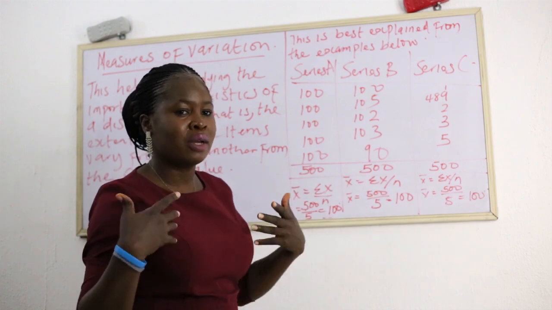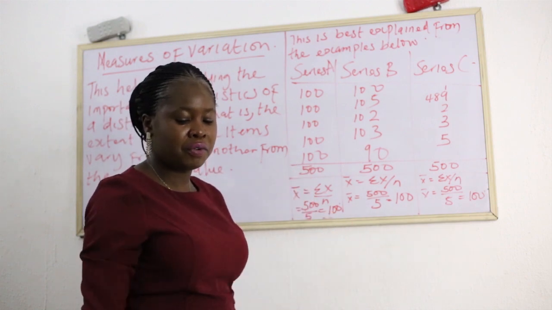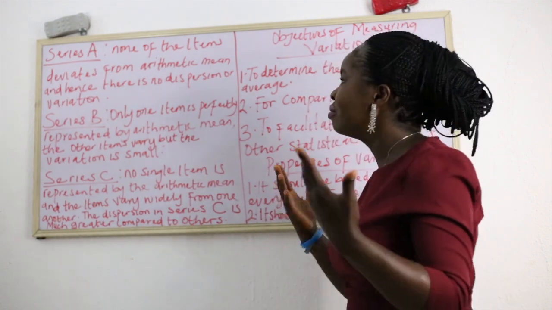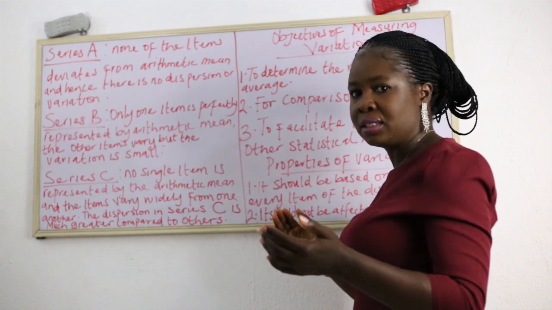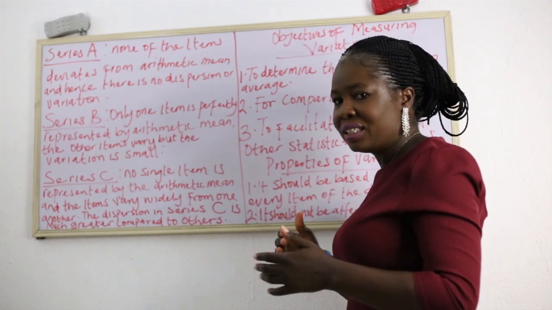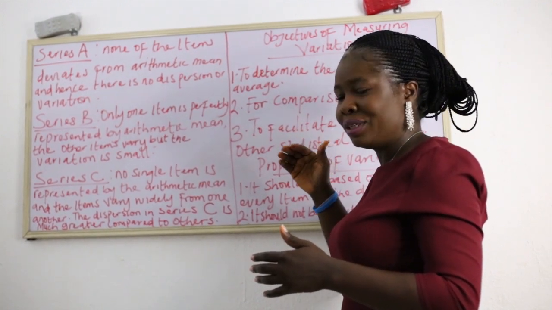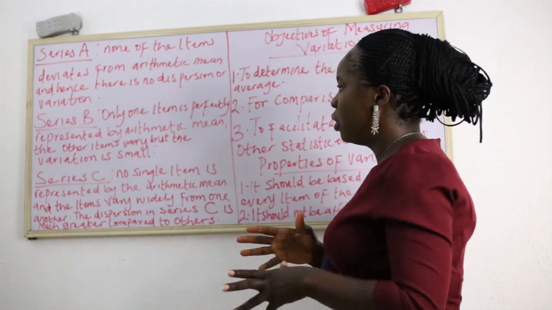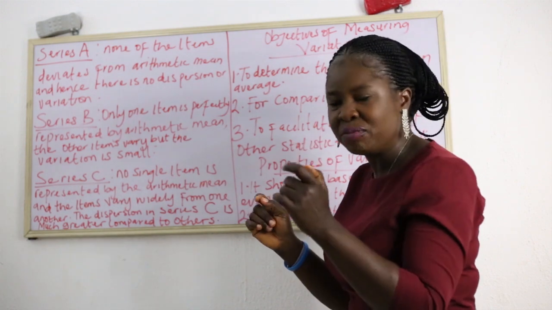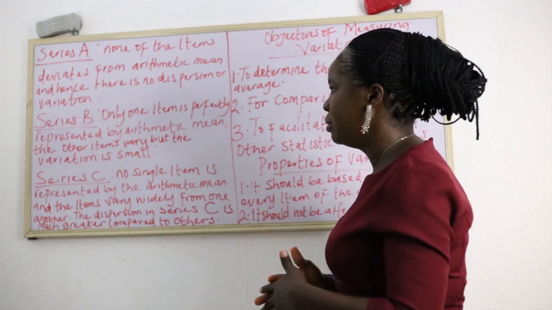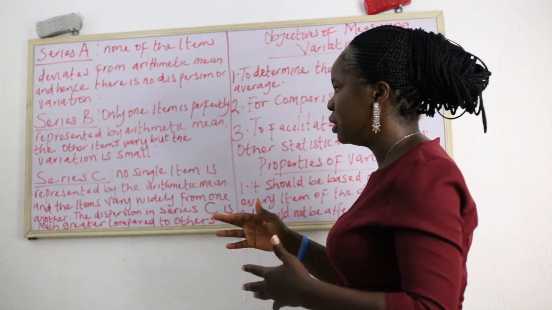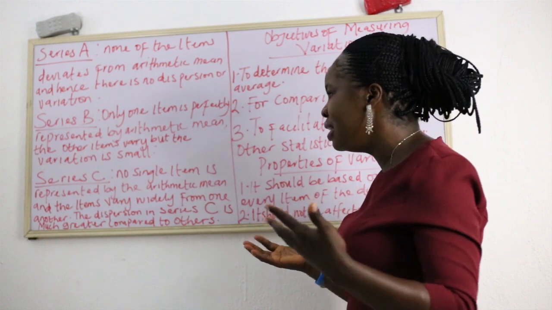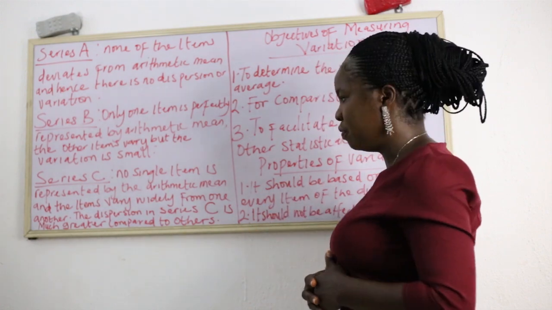But it doesn't stop there. What then calls for the variation? Looking at the three series, in series A none of the items deviated from the arithmetic mean. The arithmetic mean was 100, and all the values in that series were 100, so there was no variation at all. For series B, there was a slight variation because some of the items deviated from the arithmetic mean. Only one item perfectly represented the arithmetic mean. The other items vary, but the variation was very small.